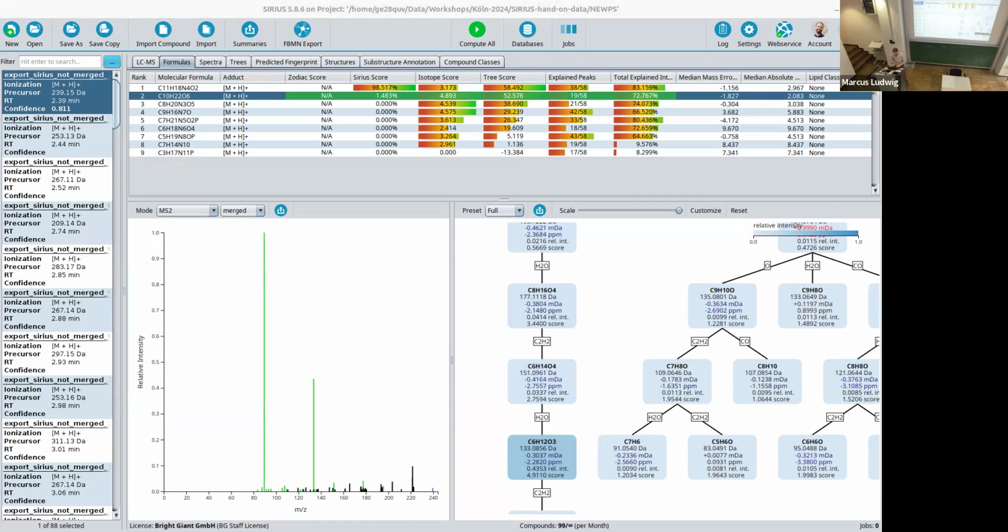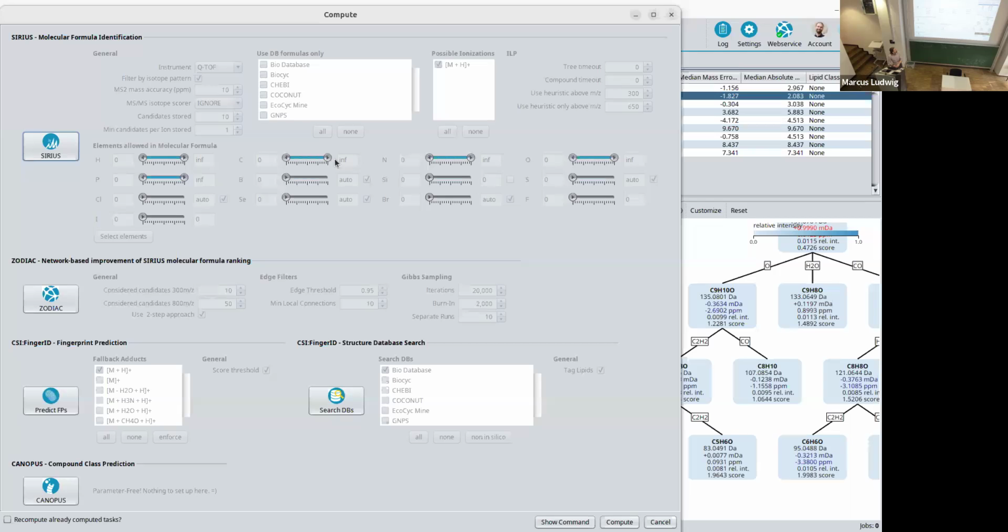Yes, so I think that's about it for the important part for MS1 information. Maybe, yeah. So here you have the Zodiac score, where you don't have any numbers. This is basically the idea. If you run computations on your whole data set, then it looks like that.